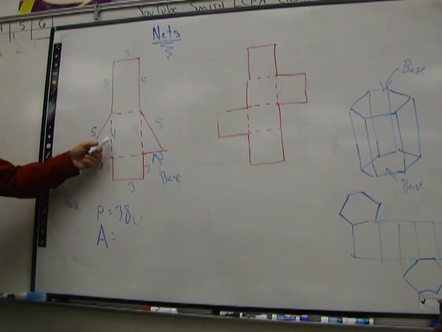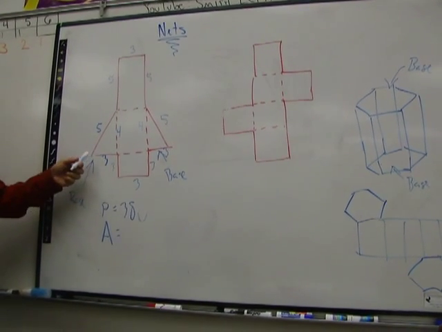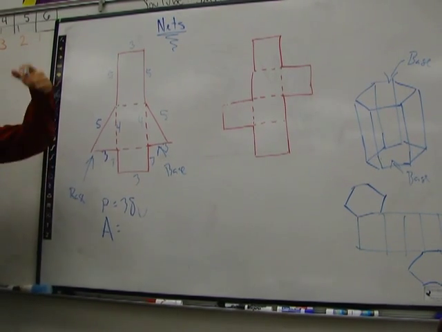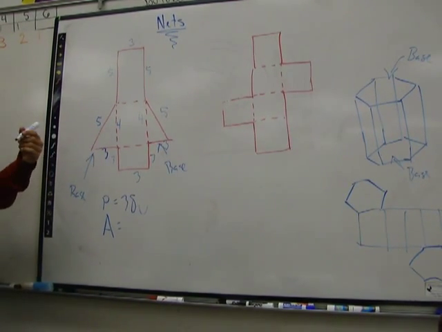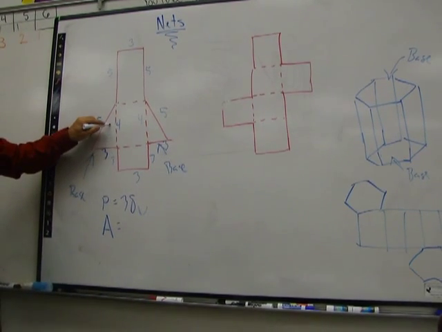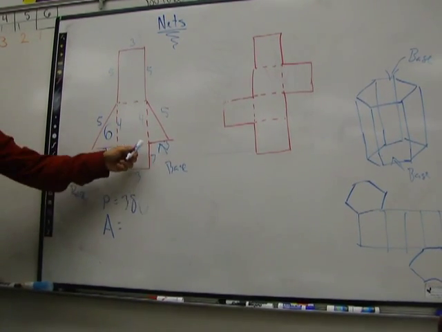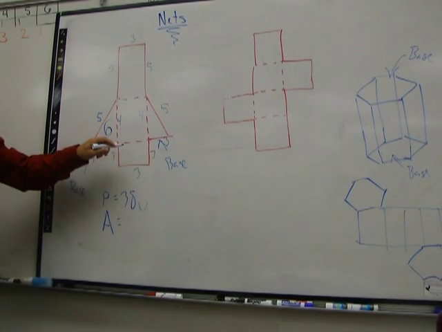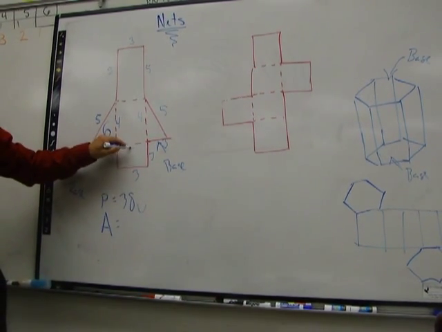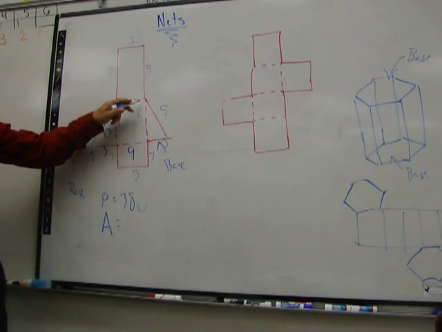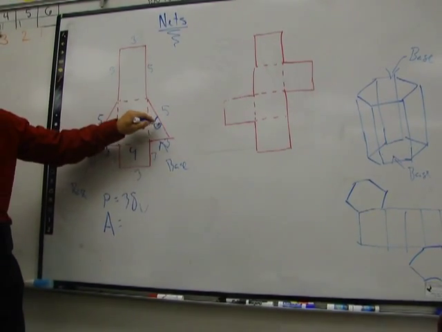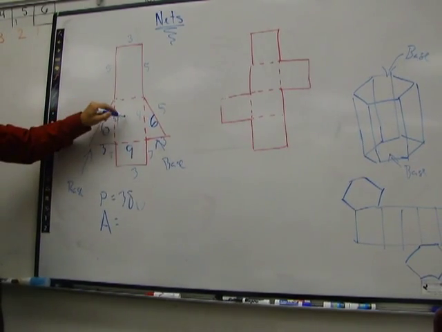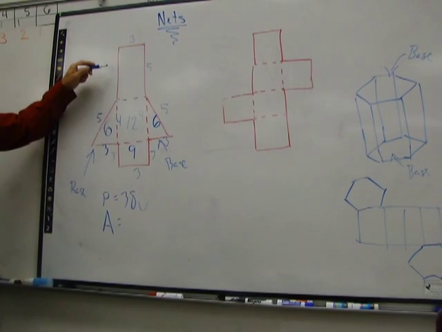Here we have a triangle. What's the base of this triangle? 3. What's the height? 4. So it's base times height divided by 2. So 12 divided by 2 is what? 6. So this one is 6. What about this one? 3 by 3, it's a rectangle. 9. Okay, good. And then this one, 3 times 4 divided by 2? 6 again. This one is 3 times 4, so it's what? 12, good. This one is 3 times 5? 15.